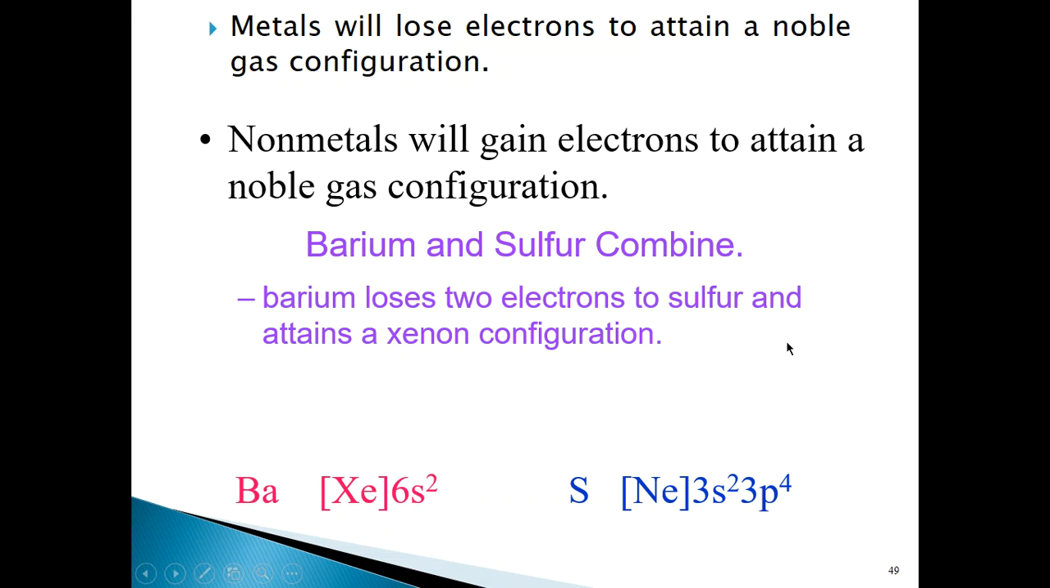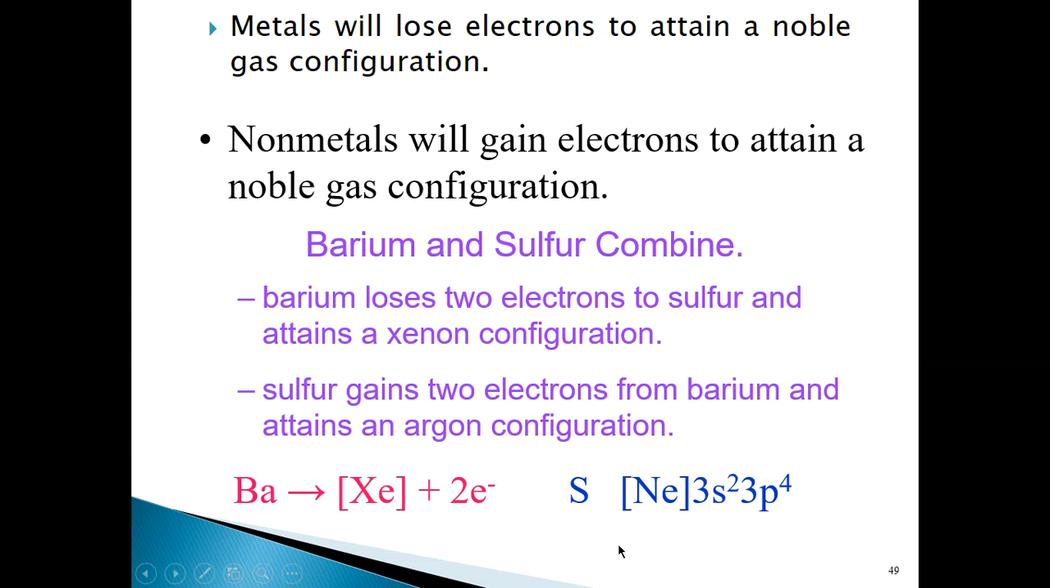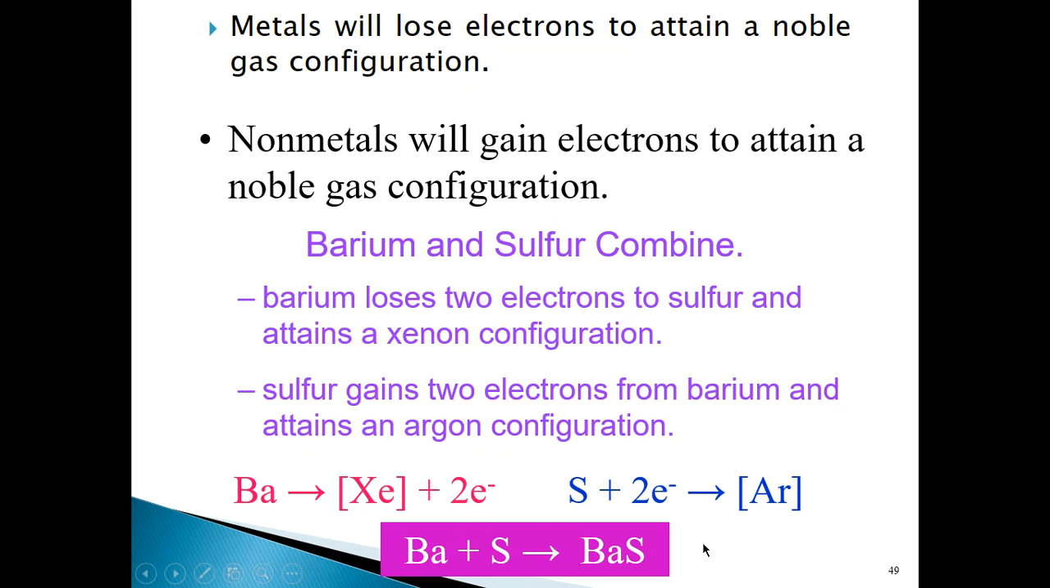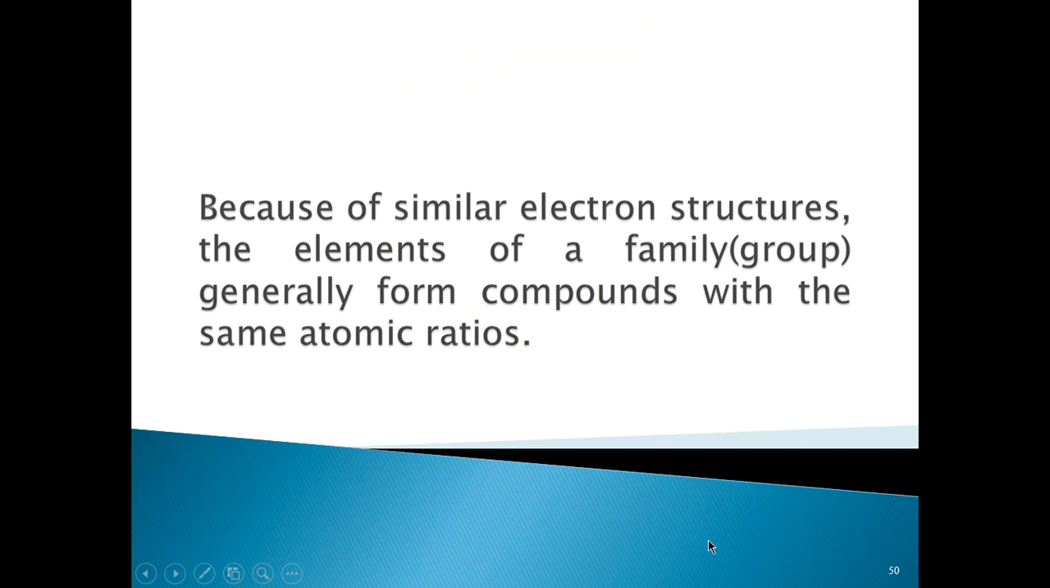The barium is going to lose 2 electrons to the sulfur. The barium will end up with a xenon configuration, right? And the sulfur will gain the 2 electrons from the barium and end up with an argon configuration, all right? And the result will be the formation of barium sulfide. The barium is going to end up with a +2 charge, and the sulfide is going to end up with a -2 charge, all right? So that's a relatively simple example, but of course, as you can imagine, things become more complicated with other structures.